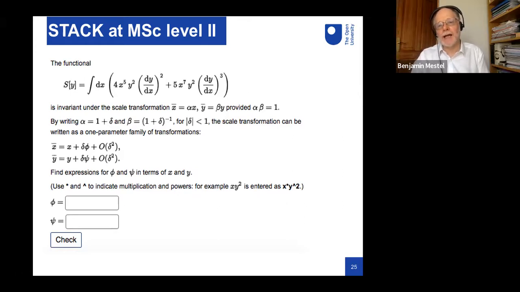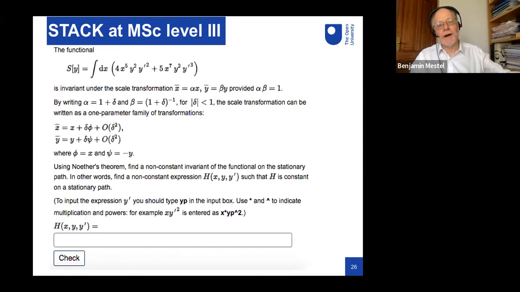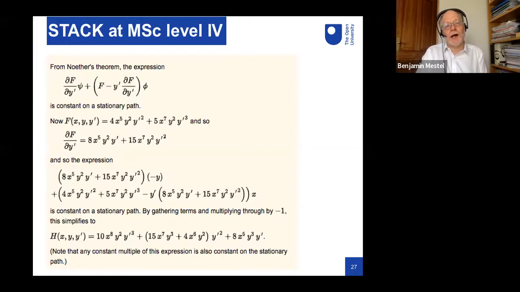One of the problems we've had is developing questions in STACK at the master's level, which are sufficiently algebraically complicated to be of interest, but nevertheless tractable for the students to do. And it is a continuing challenge for us. So once they've got their one parameter family of transformations, they are asked to find their invariants, their first integral, which they then put in, and then we provide the answer.